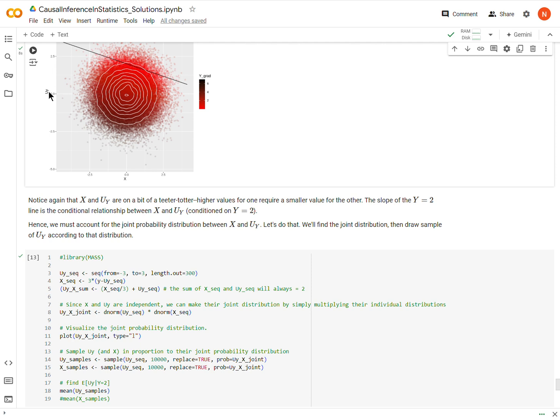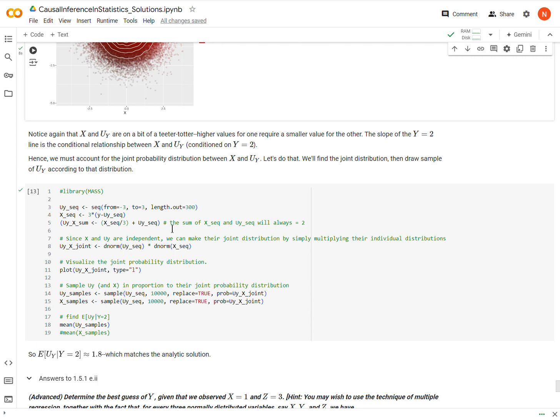What this suggests is that if we want to find the expected value for u of y when y equals 2, we need to take into account the joint distribution between u of y and x when we know that y equals 2. So that's what we're going to do here.